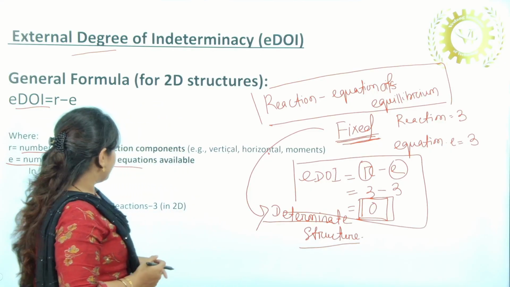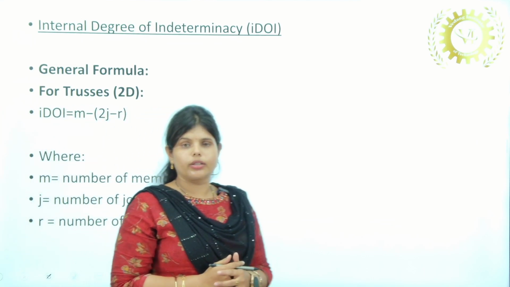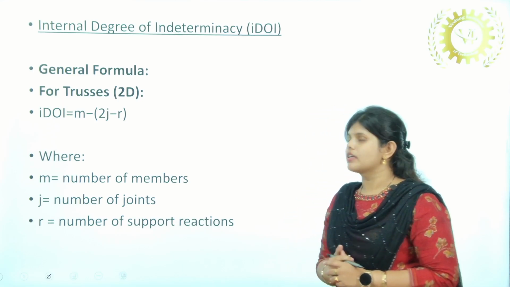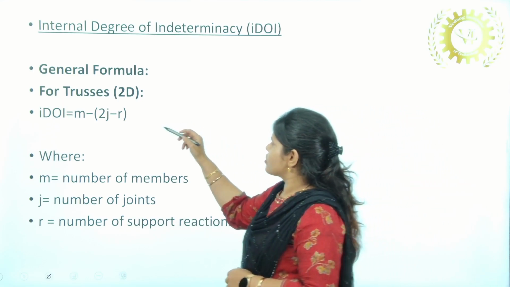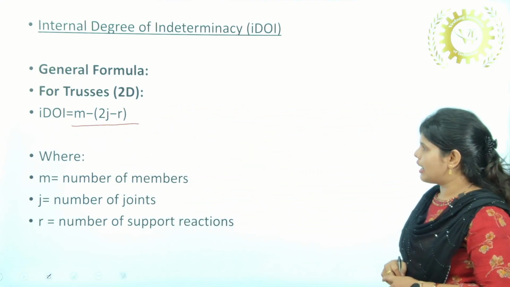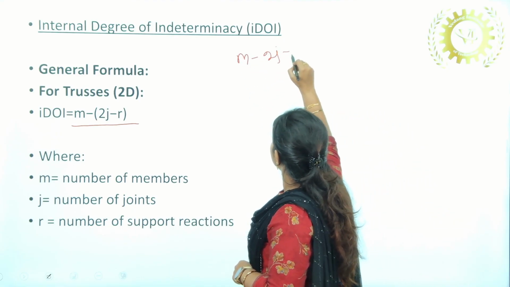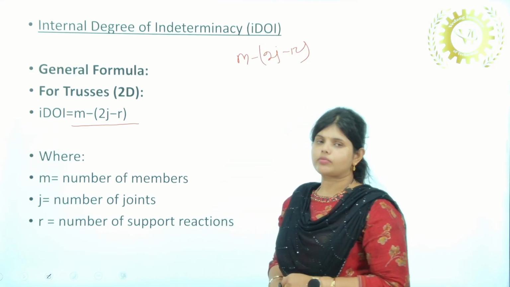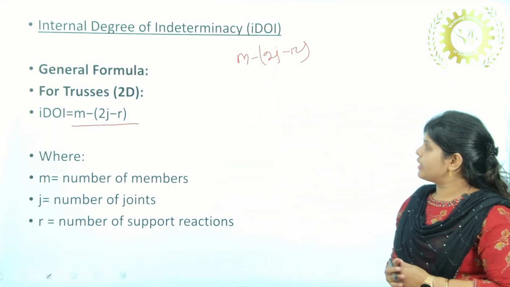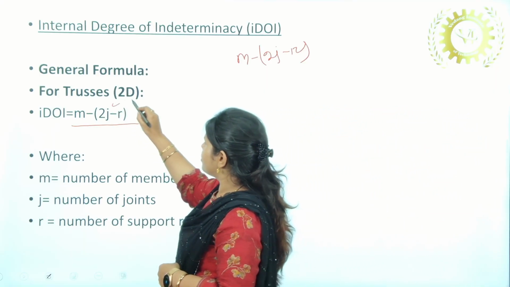Next is the internal DOI. So how to find the internal degree of indeterminacy? For truss or 2D structures, the formula is M minus 2J minus R. It is a little bit difficult, but M minus 2J minus R, we can remember this. The new thing here is J. So what is this J for?